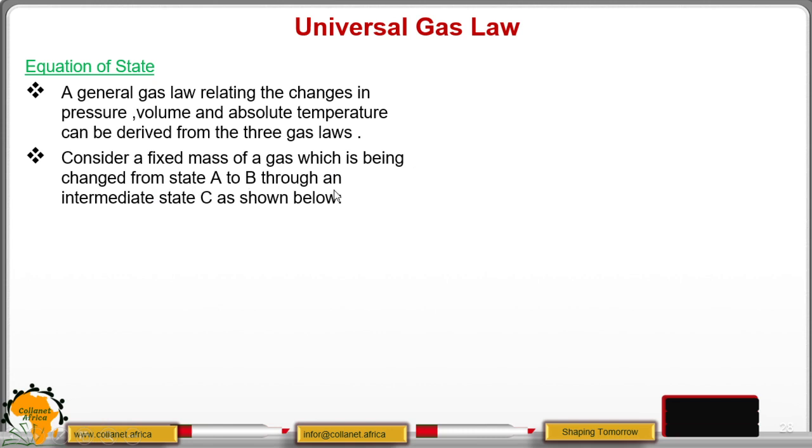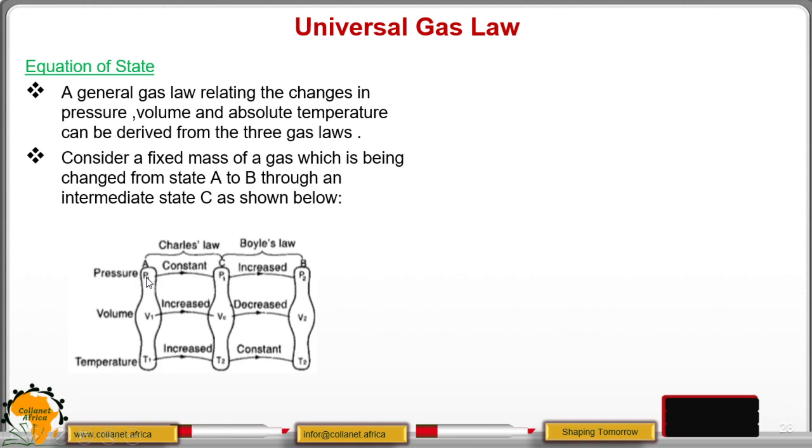Now we are going to consider a fixed mass of a gas which is being changed from state A to B through intermediate state C, as shown in our diagram here. We have state A moving to state B, but it is passing through state C. In state A, we have P1. In Charles' law the pressure is constant, so it stays at P1. Then using Boyle's law, the pressure is increased and it moves to P2.